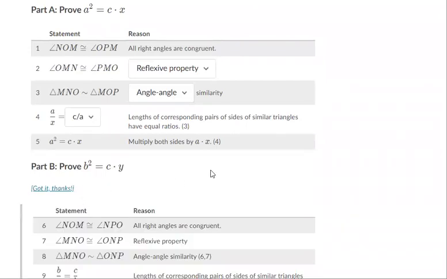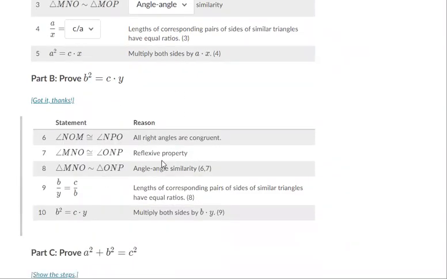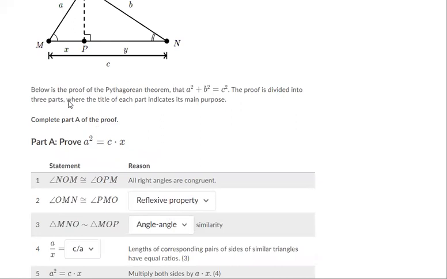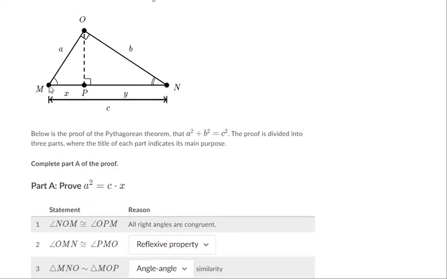And you got the second relation, which I'm going to just show you because that's already given. You're going to see the angles are congruent and the reflexive property, angle similarity, as we did at the end. So you're going to get the exact same result. So now we have two results. A squared is equal to X times C. B squared is equal to Y times C.